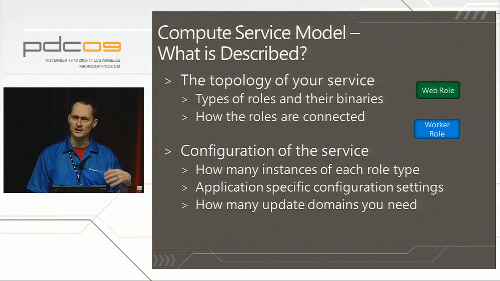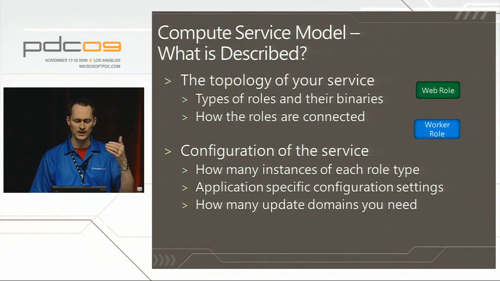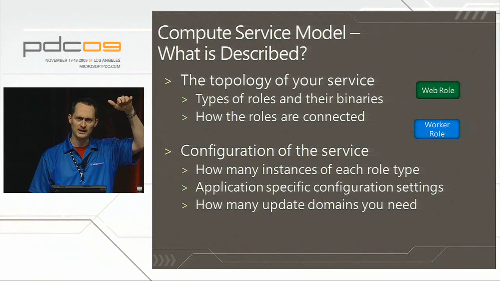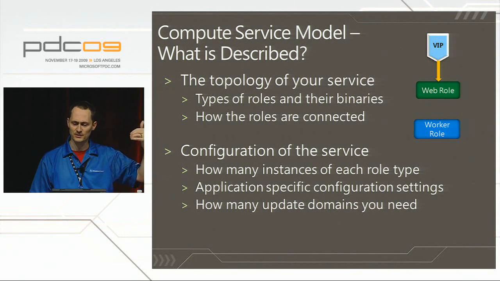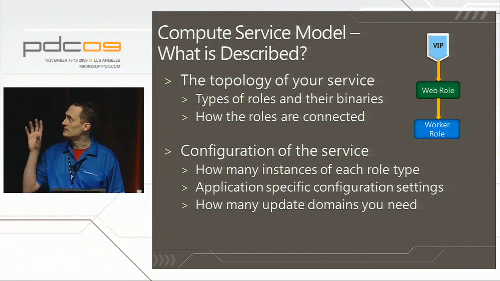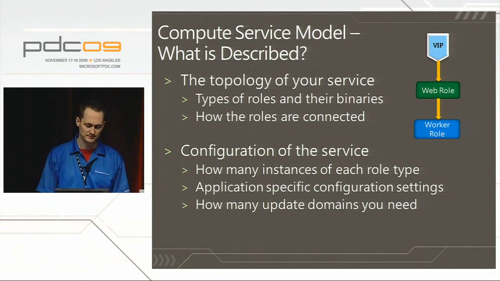Then the next thing we need to define is how these are connected. With the service model, you define that, OK, I need a VIP to take incoming traffic for my web role. And then for my worker role, I need to have it taking incoming traffic from the web role. So here we have a simple service model describing that photo processing service.